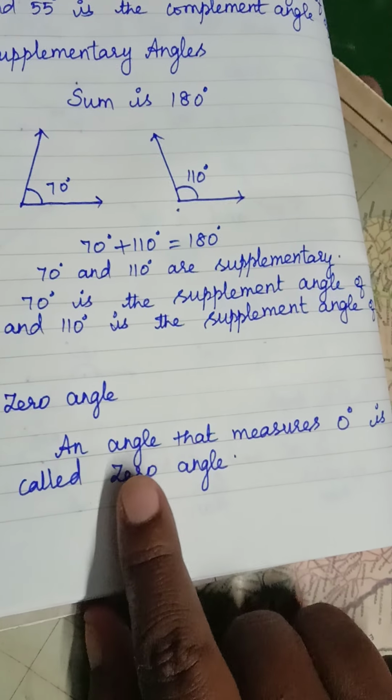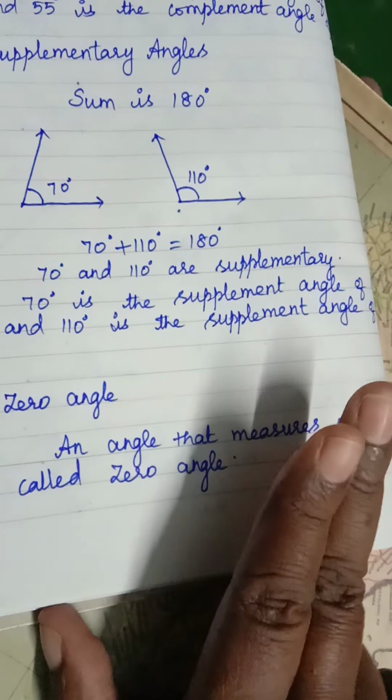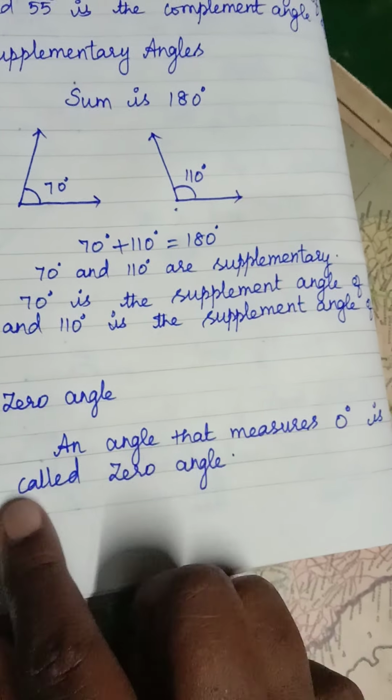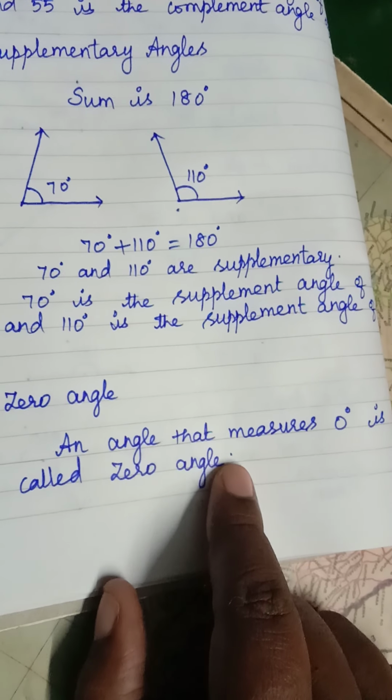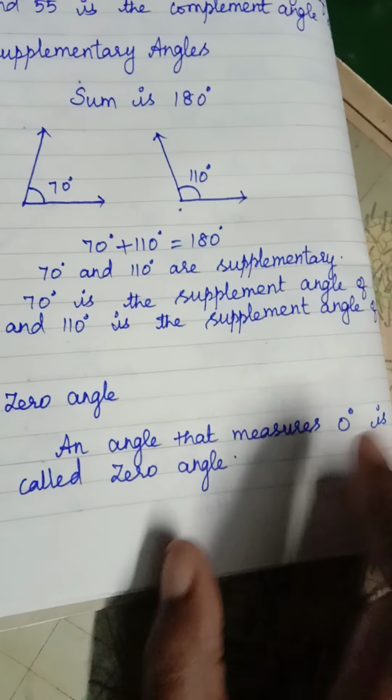Next is zero angle, an angle that measures 0 degrees. You don't have two rays at all. Both the lines will be coinciding, one above the other. Then there is no angle between them. Then that angle is known as a zero angle.